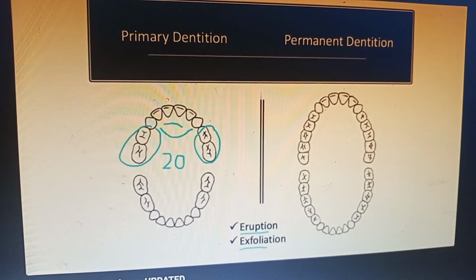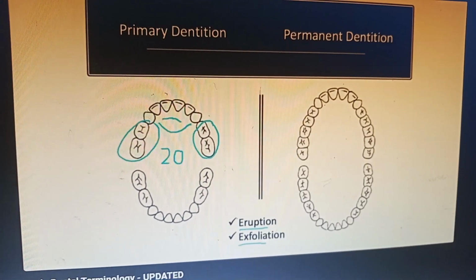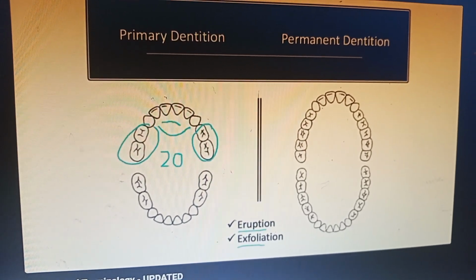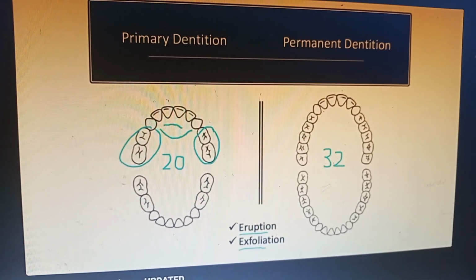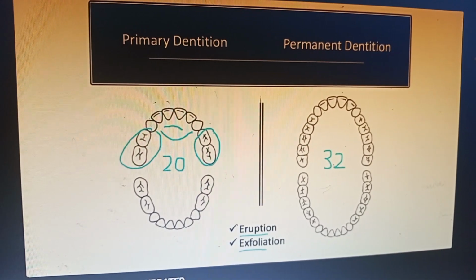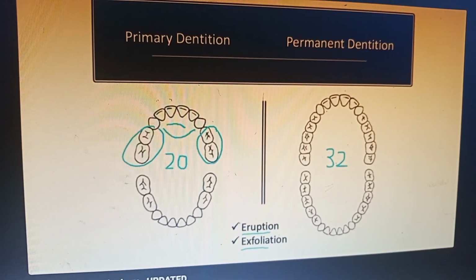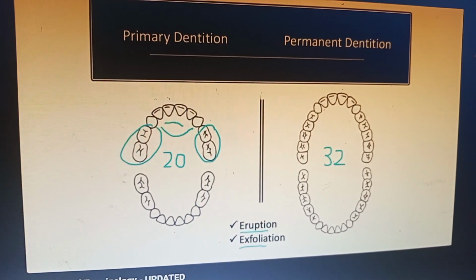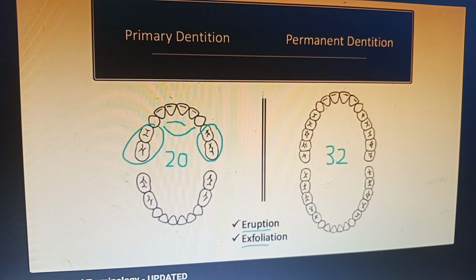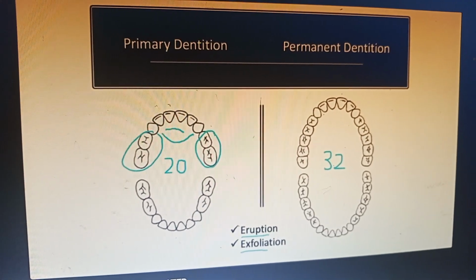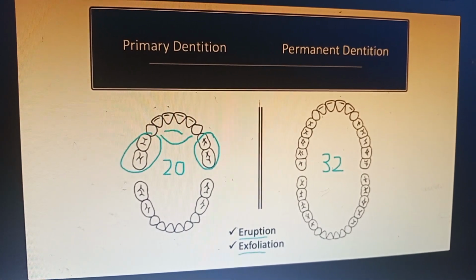Over on the right, we have the adult teeth, also called the permanent dentition. We have 32 of them in total. Of course, some people have extra and some people have missing teeth. These teeth start to erupt at around age 6, and then hopefully they never exfoliate as long as our teeth remain healthy.